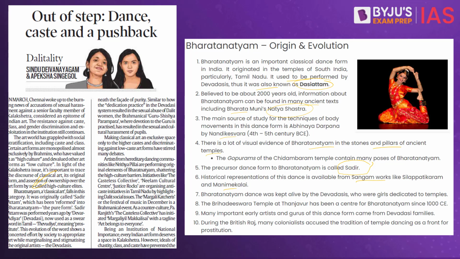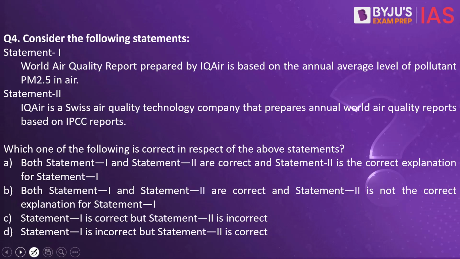The Brihadeshwara temple at Tanjavur has been a center for Bharatanatyam since 1000 CE. These are some of the important pointers with respect to Bharatanatyam. Now let's look into the next practice question. Consider the following statements. World Air Quality Report prepared by IQAir is based on the annual average level of pollutant PM 2.5 in the air. IQAir is a Swiss air quality technology company that prepares annual world air quality reports based on IPCC reports. Which one of the following is correct in respect of the above statements?